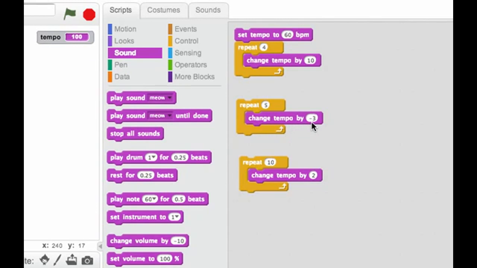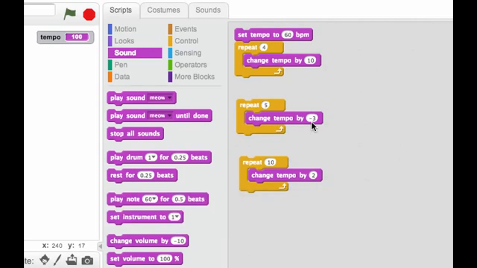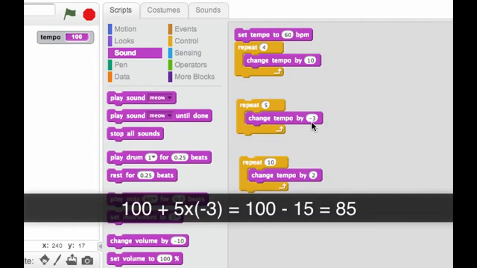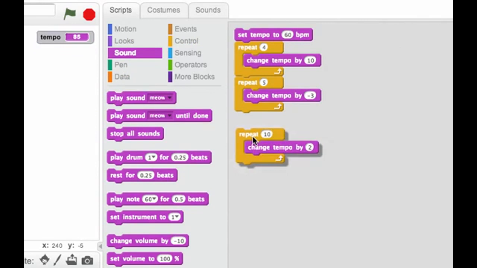Let's look at this next piece where we repeat 5 and each time we change the tempo by -3. So there we change the tempo by -3, or subtract 3 from the tempo, 5 times. That's like subtracting 15 from the tempo. So if we ended with 100 after this first set, after this it should subtract 15, so we should have 85. Let's try running that now. Yep, we got 85.